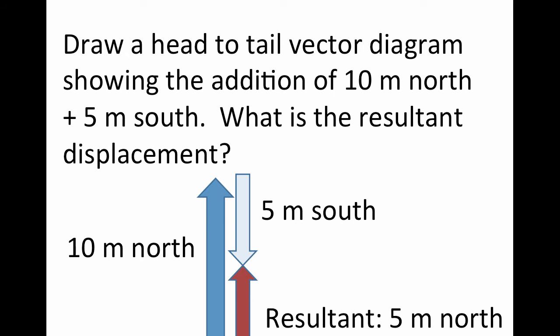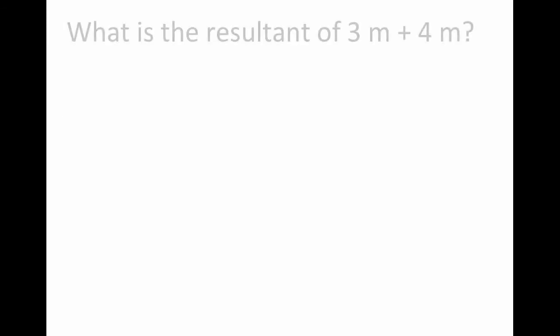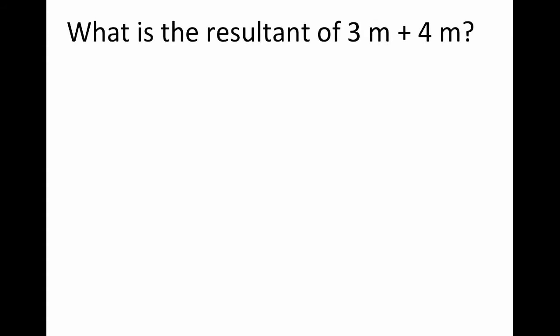So there we go with very simple head-to-tail diagrams. And again, you could do this as complicated as you want with these head-to-tail diagrams. And they're useful for showing where the resultant is going to be, what we're after. Okay, so what's the resultant of 3 meters plus 4 meters? Do you know? Have you got it figured out? Well, it's a trick question, right? Because there's no directions. 3 meters and 4 meters, I don't know what's going on.